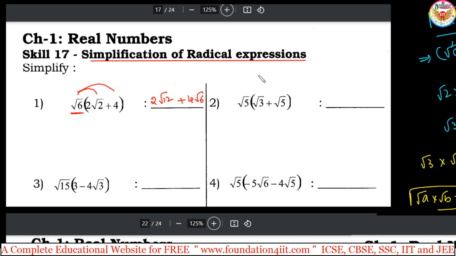Clear? And next, root 5 into root 3. What is square root of 5 into 3? It is 15. Plus root 5 into root 5. 5, I said, no? Root a into root a is a.